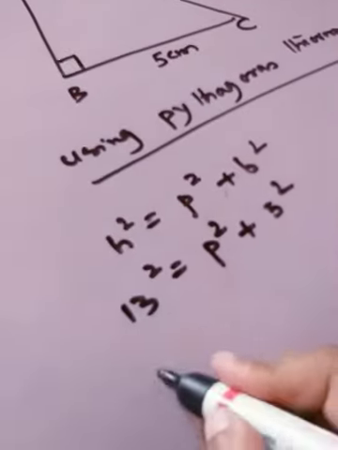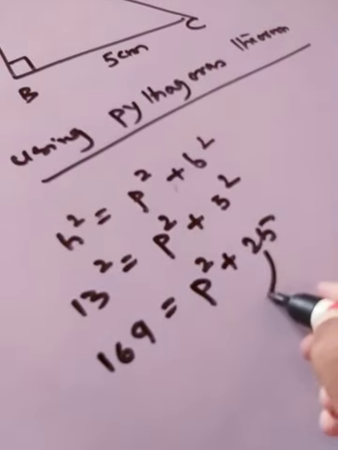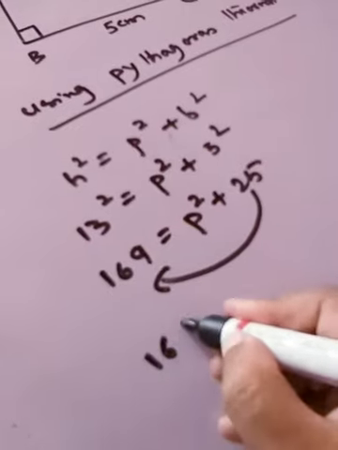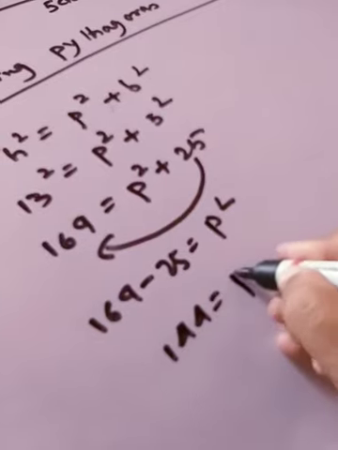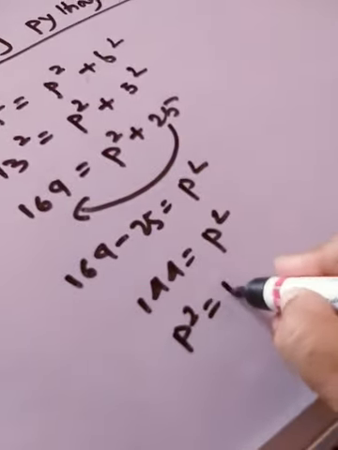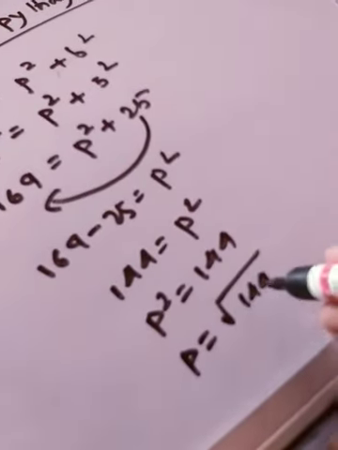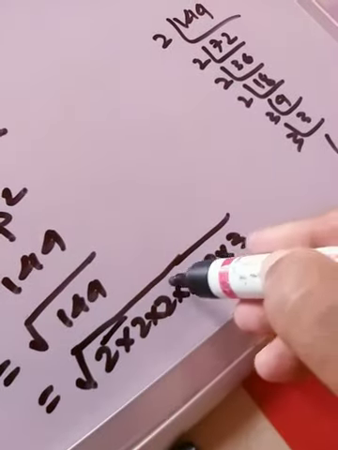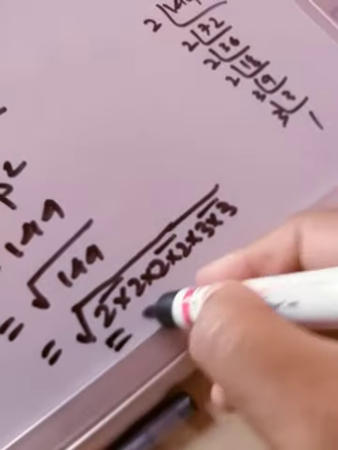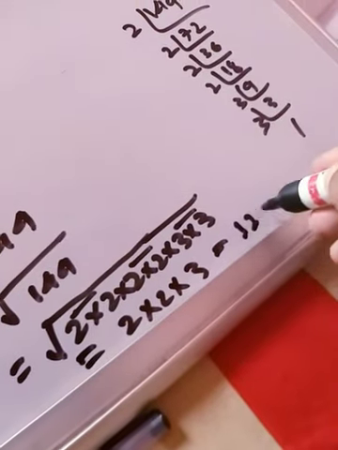So what is the value of 13 square? 13 square is 169. Then P square, and this 5 square would be 25. You will transpose this 25 towards the left hand side. So 169 minus 25 equals P square. It would be 144 equals P square. So we can write this in this way also. Now P is carrying a square, so we take the square root of 144. We will do the prime factorization of 144. So this is the prime factorization, students. I already did it. Now for each pair, you will take out one digit. So the answer is what? 12 centimeter.